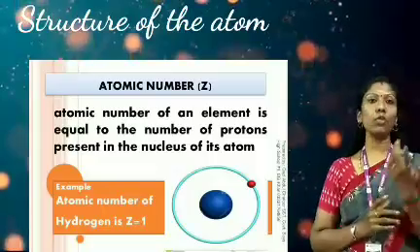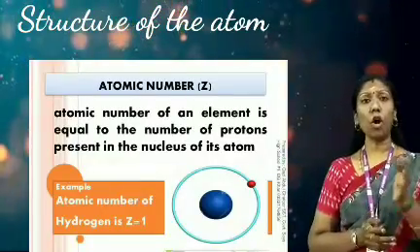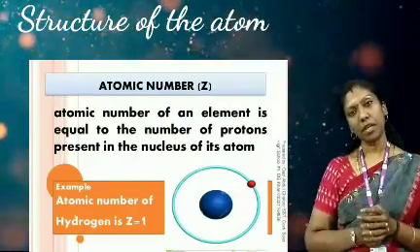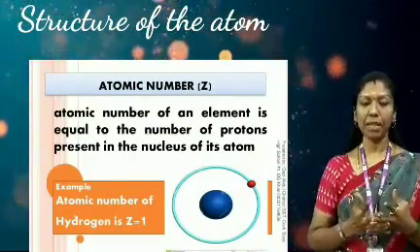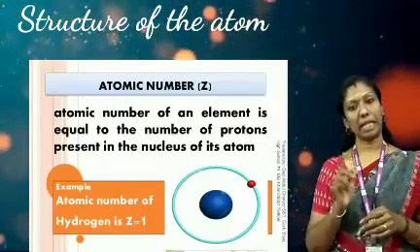So, atomic number you can define as the number of protons present inside the nucleus of an atom or the number of electrons that are revolving around the nucleus of an atom. Both the numbers will be the same, but they are opposite in charges, proton plus, electron minus.